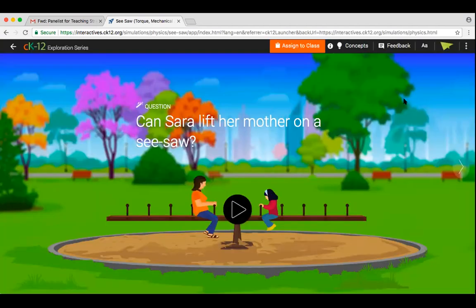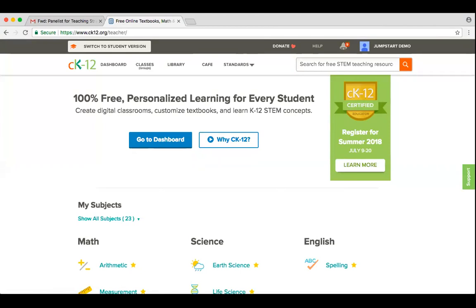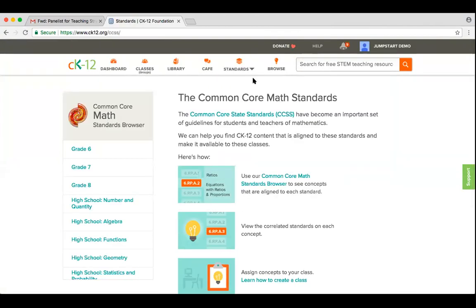All right, any more questions right now, or should we push forward? I think lastly, just a couple people asked, where do you get to the standards browser? So you had screenshots of it, but why don't you show them where they find that on the homepage? Sure. So let's go back to ck12.org, and from the top menu up here, you'll see standards. And you scroll down and you can access Common Core or NGSS. Perfect. Keep your questions coming, everybody.